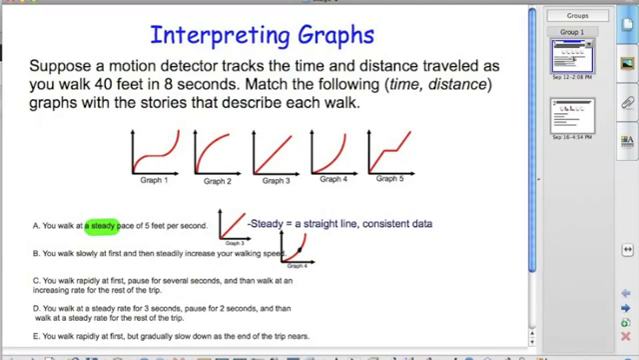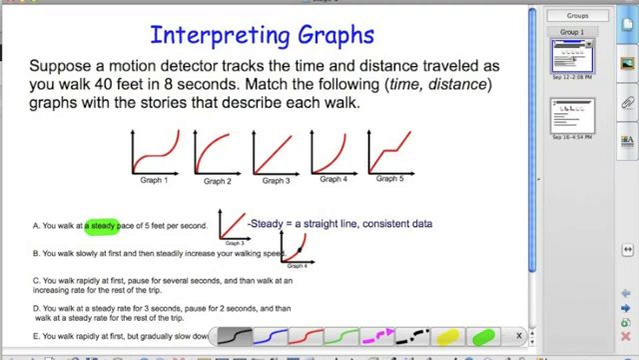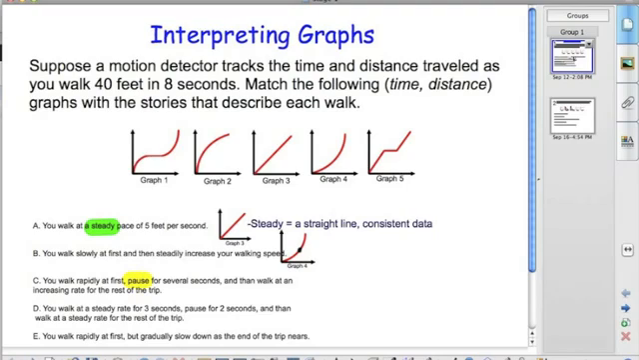Statement C says, you walk rapidly at first, pause for several seconds, and then walk at an increasing rate for the rest of the trip. Now, anytime that you say that there's a pause in the data, you're looking for a horizontal location. In our information, we have 2 graphs with a horizontal location, and that's graph 1 and graph 5. So at this point, I'm really not comfortable making a decision on which graph I'm going to go with for part C, so I'm going to move on to part D.